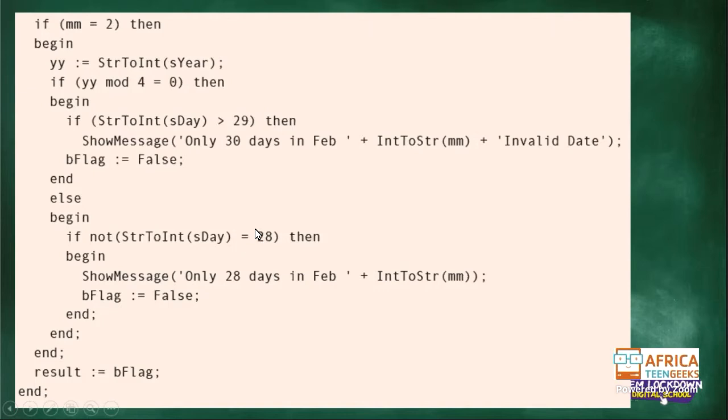Okay, so there's another little mistake there. Hope that makes sense to you as well. But okay, let's assume it said greater than 28. Then we make the B flag false, and then we are happy with that. And right at the end, we return result as being B flag. Okay, so it's a good algorithm. It's got some errors. Hopefully you picked up on the errors.